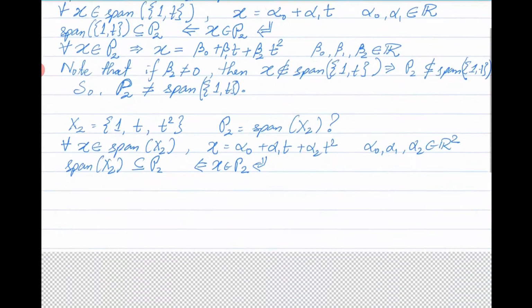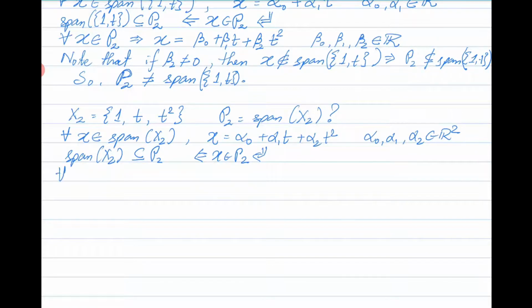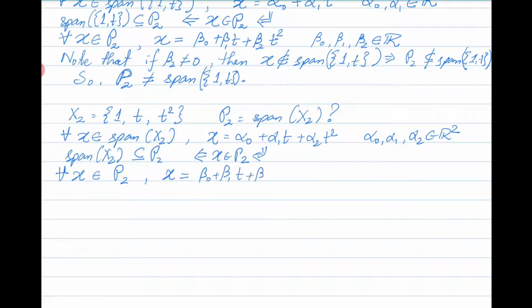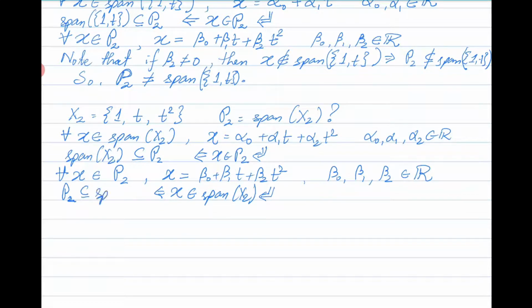It looks like I didn't skip any steps. Similarly, for all x belonging to the vector space P2, x can be represented as beta 0 plus beta 1 t plus beta 2 t squared, where beta 0, beta 1 and beta 2 are in R. Let me correct this. This is R. Okay. Now essentially this implies that x belongs to the span of x2, which implies that P2 is a subset of the span of x2.